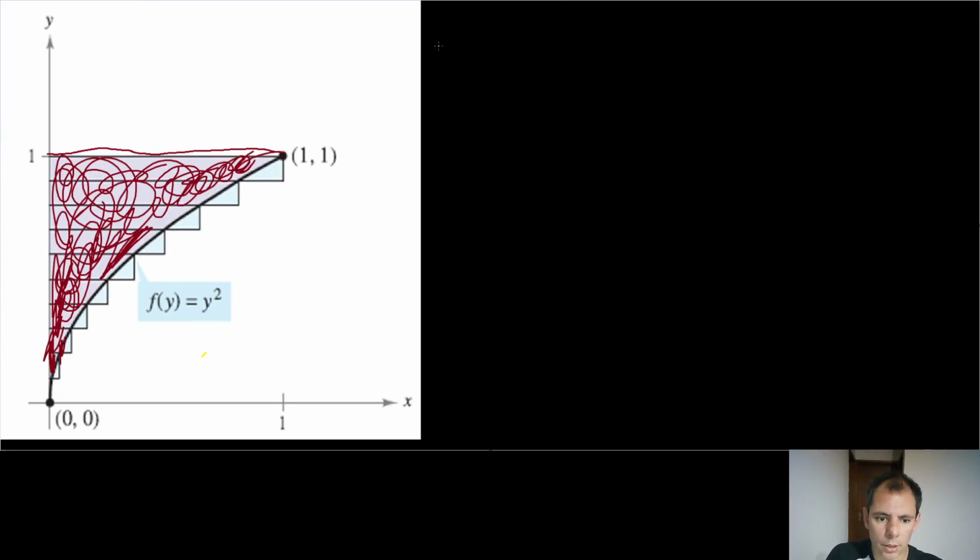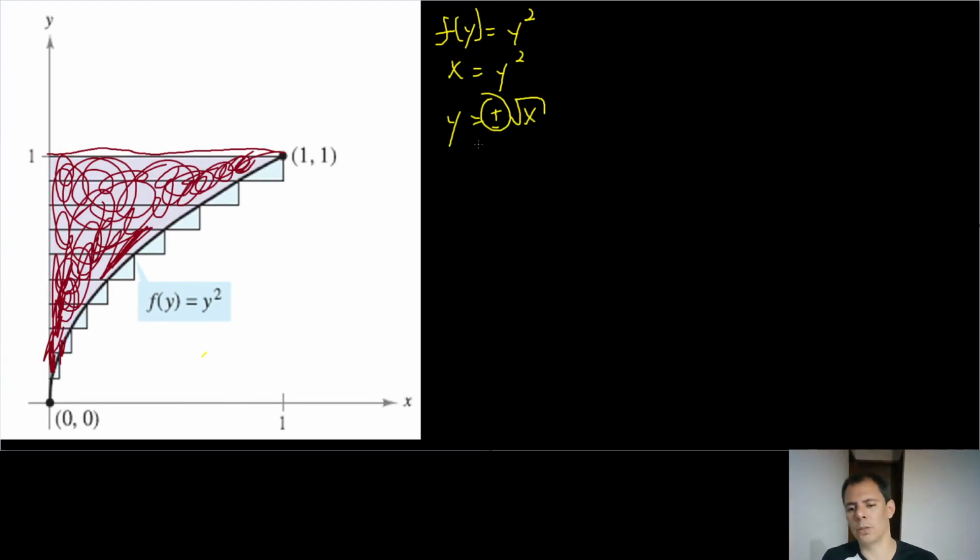Because you see, here we have f of y equals y squared. That means that x equals y squared. Now, if you were going to do y equals plus or minus x squared, you'd have to deal with this plus or minus, maybe restrict the domain. You don't want to do that, okay? So what you want to do is to deal with this.